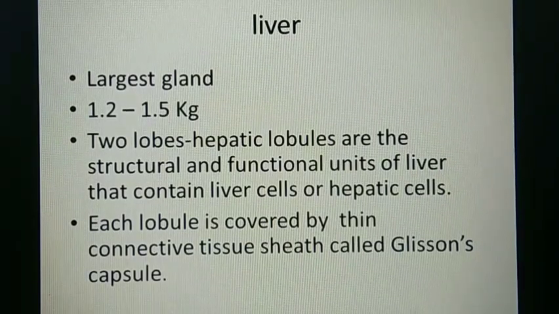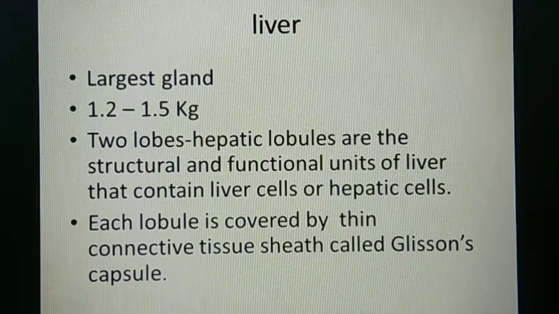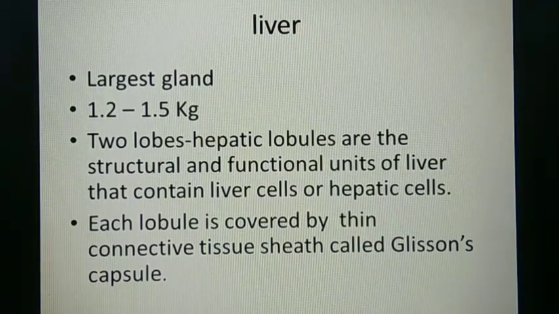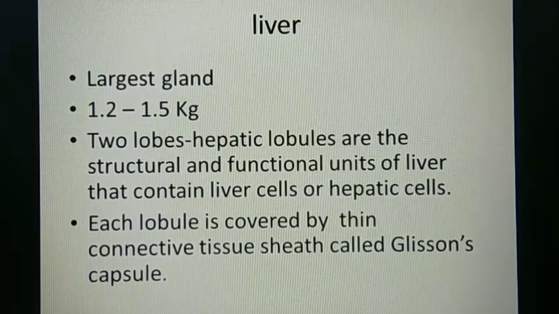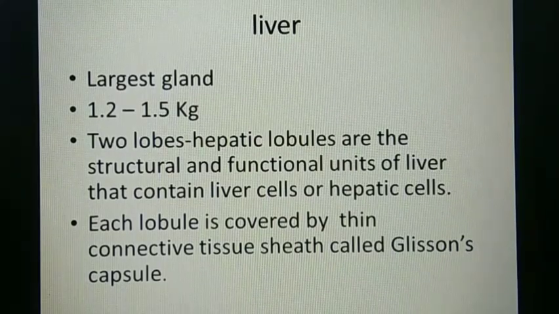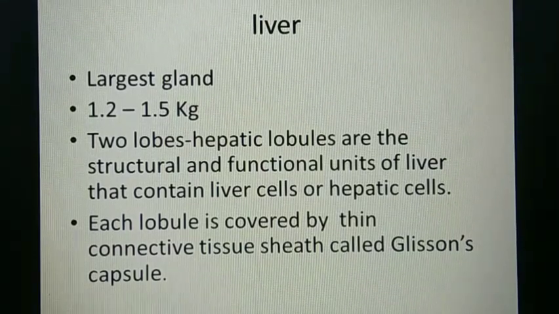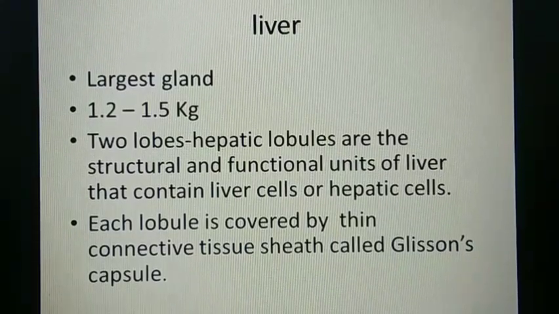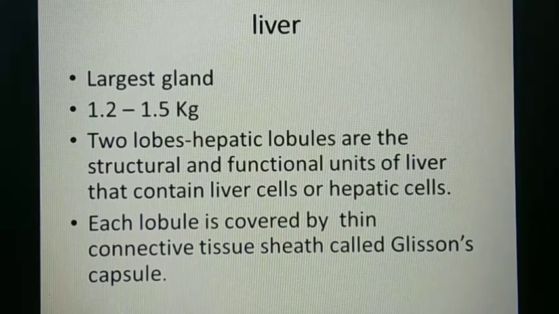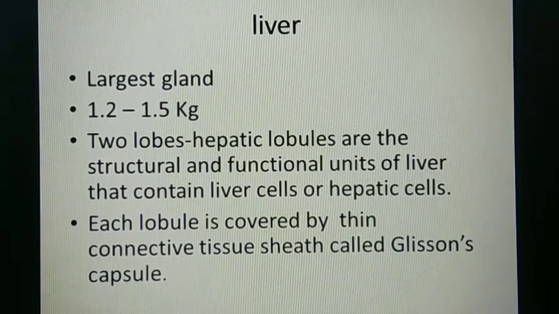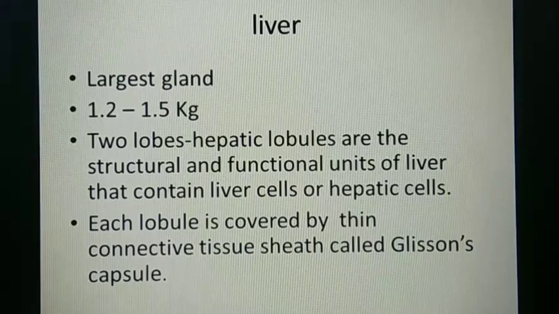And the liver contains two lobes, and these lobes again contain lobules called hepatic lobules, which are the structural and functional unit of the liver because they contain the liver cells or hepatic cells. So you know, cell is the structural and functional unit of an organism. All organisms are made up of cells, and here the liver consists of liver cells, present in the hepatic lobules, and they are also called hepatic cells.